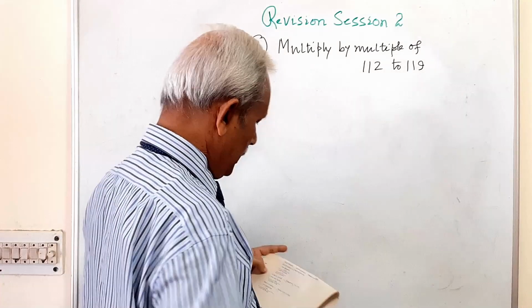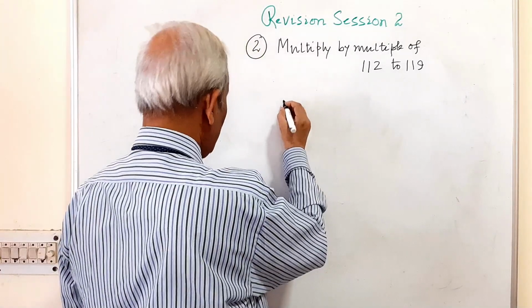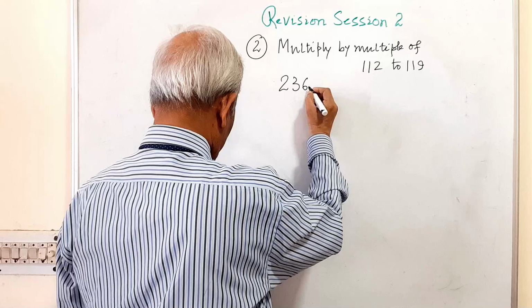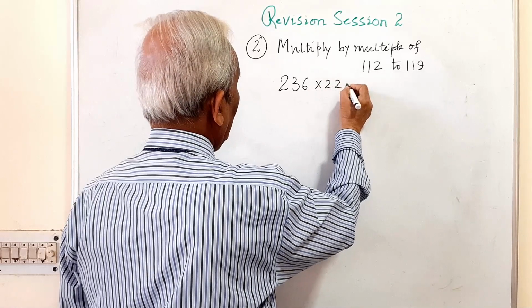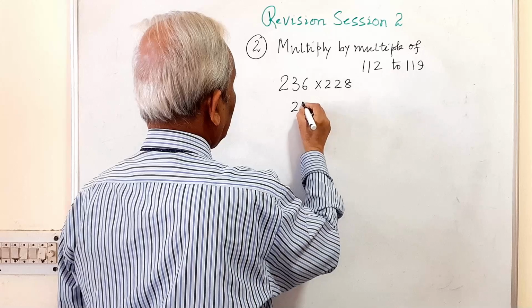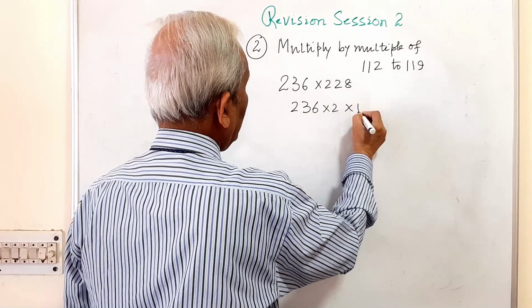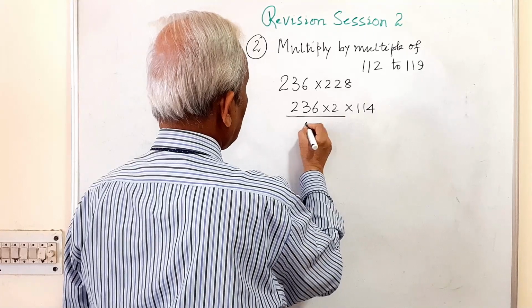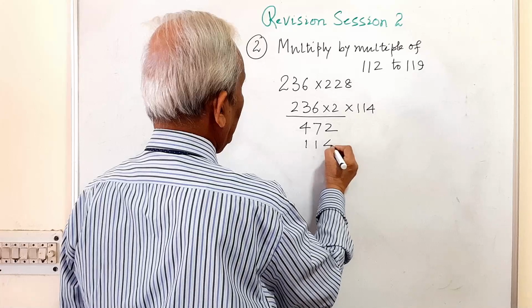The next question is, let us have another question. Next question, 236 into 228. So what will you write here? 236 into 2 into 114. Instead of 112, it's now 114. This becomes 472. And then you write 114 here.